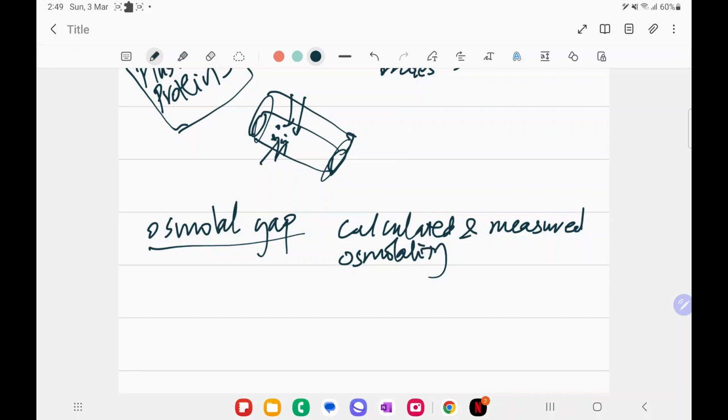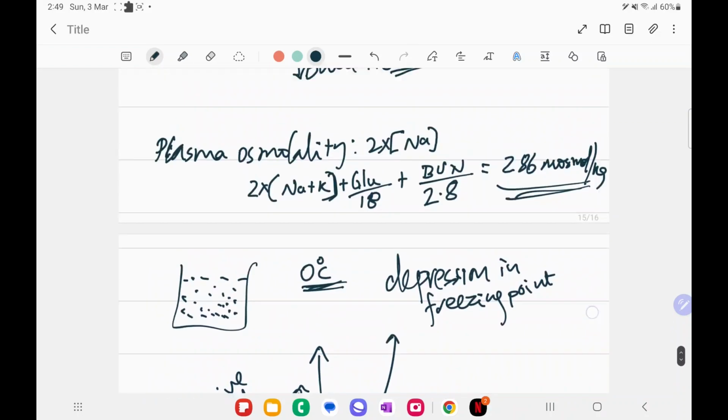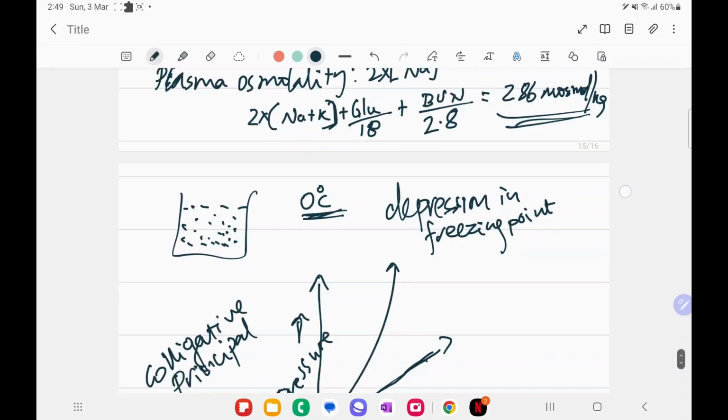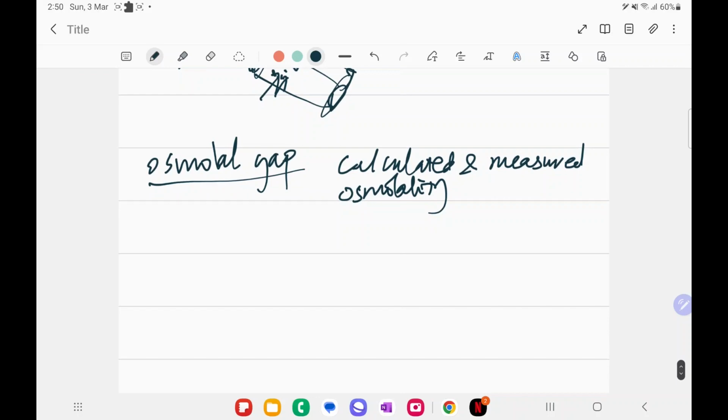Now if you look at the calculation over here, this is the formula which I gave you. 2 times sodium plus potassium concentration plus glucose divided by 18 plus BUN divided by 2.8. This is your plasma osmolality over here. So this was the calculated osmolality. Glucose is the mass of glucose divided by 18, and the BUN divided by 2.8. So this is your osmolality.